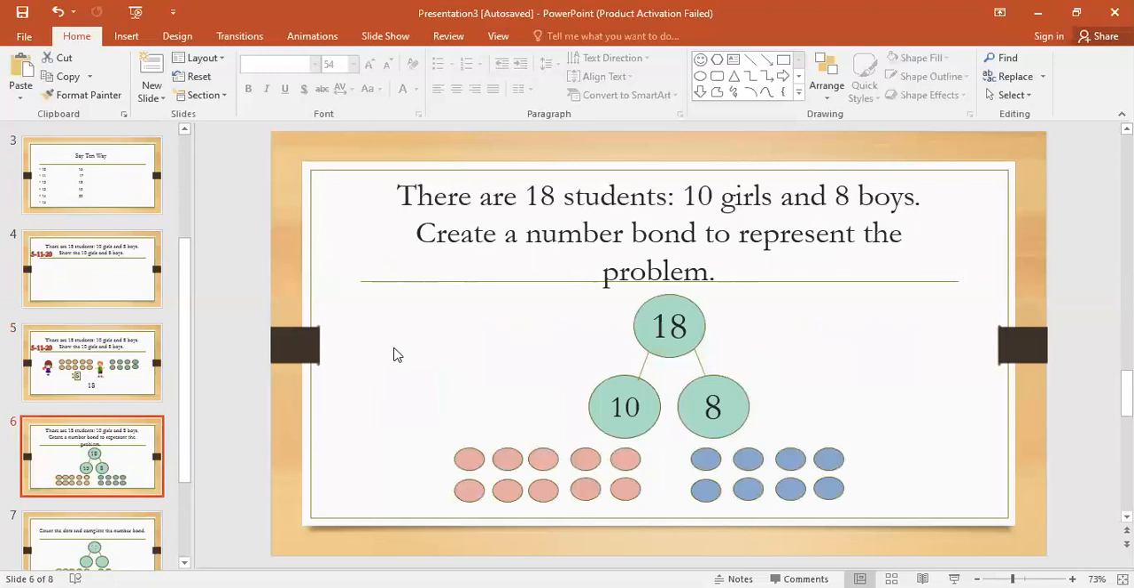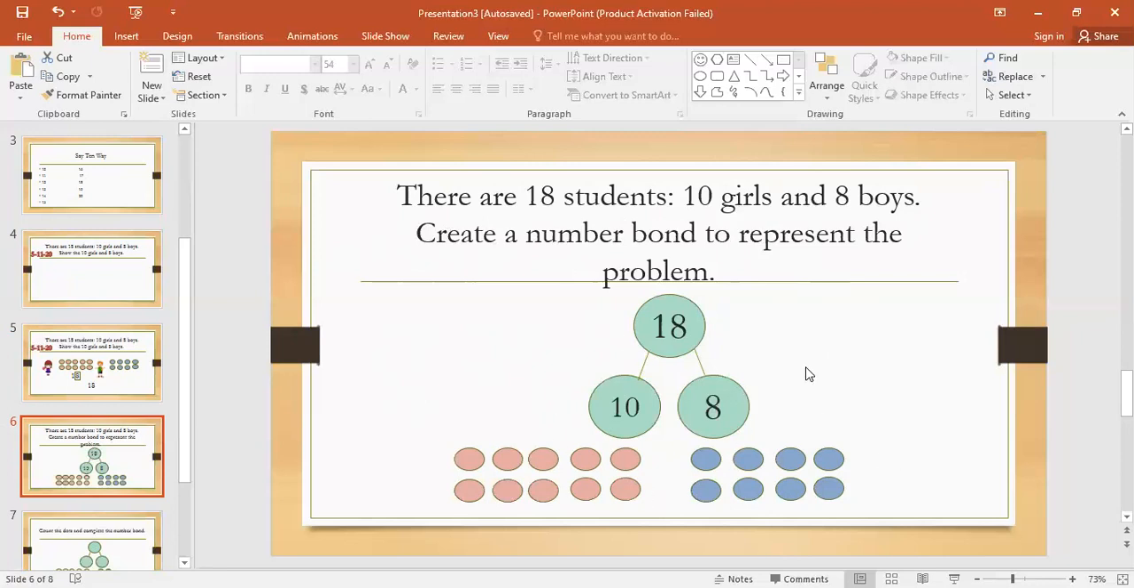So think back when we learned about number bonds with our numbers 0 through 10. Now we will be doing that with our numbers 11 through 20, our teen numbers. So we will learn how to break apart our teen numbers to show that in our number bond. Okay, so we have the same problem. There are 18 students, 10 girls and 8 boys. Create a number bond to represent the problem. So I did that down here for you, and I'm going to explain exactly what I did for my number bond.